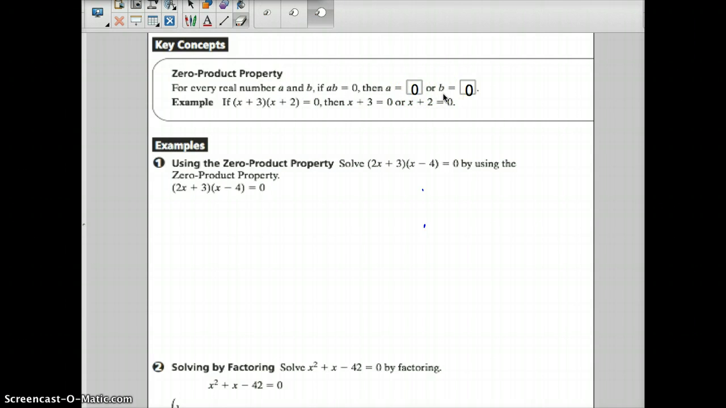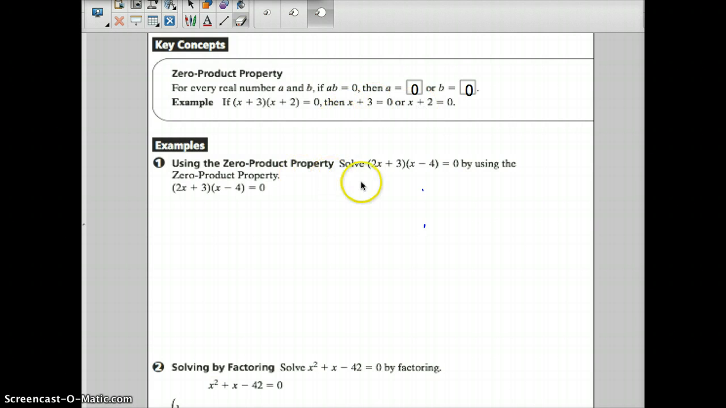Think about it. 5 times 0 is 0. 0 times 5 is still 0. So if we have a product and we know it equals 0, then one of the two items that are multiplied together has to be 0.